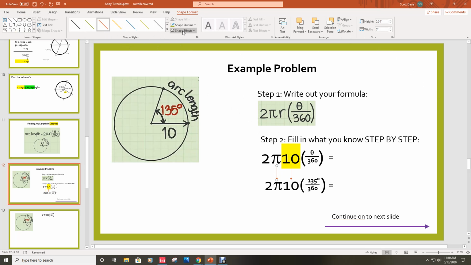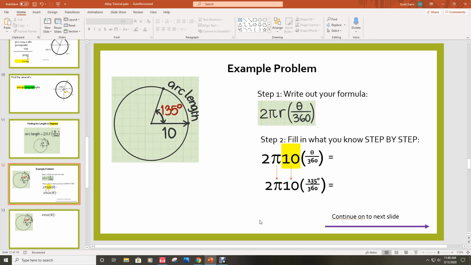Make them red. Okay, so I carried those down. And then, as I continued to write my formula, I see I've got something else I can fill in. I can fill in my central angle now. My central angle told me that it was 135 degrees. And I have my equal sign. I'm not going to solve it yet, okay? Because we're going to do it step by step.